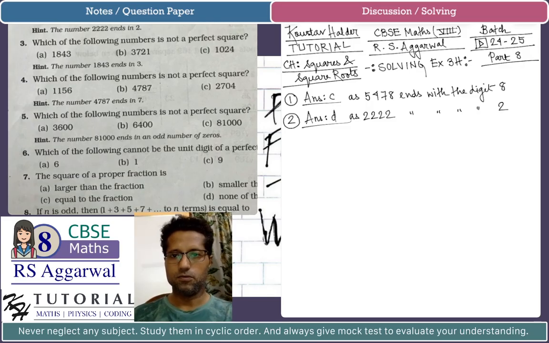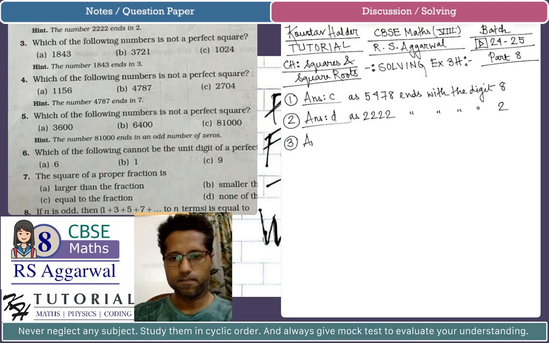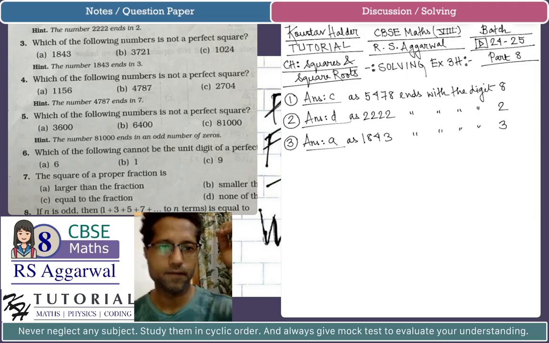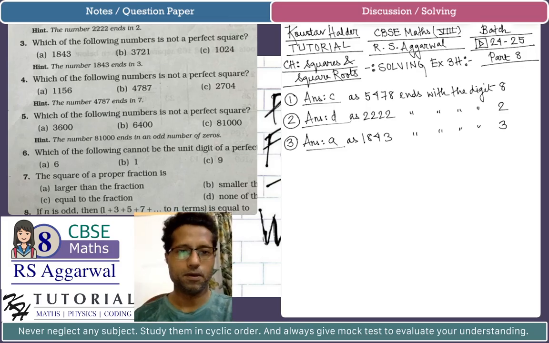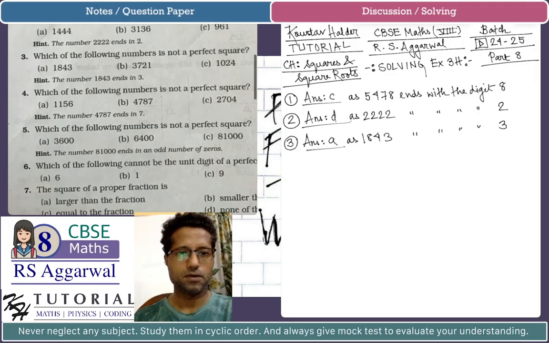Let's do problem number 3. Which of the following numbers is not a perfect square? The answer is A, because the number given is 1843. 1843 ends with the digit 3, and we know that any number ending with the digit 2, 3, 7, 8 cannot be a perfect square. So question number 3, choice A is the correct answer.